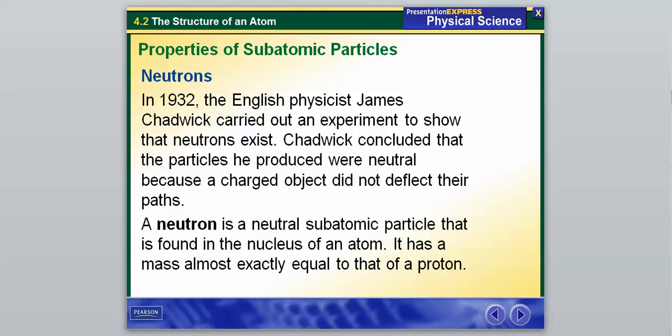Again, they don't go into too much detail about Chadwick's experiment, but he did figure out that there was another particle in there other than the proton, and we might talk about that a little bit more in class about how exactly he did figure that out.